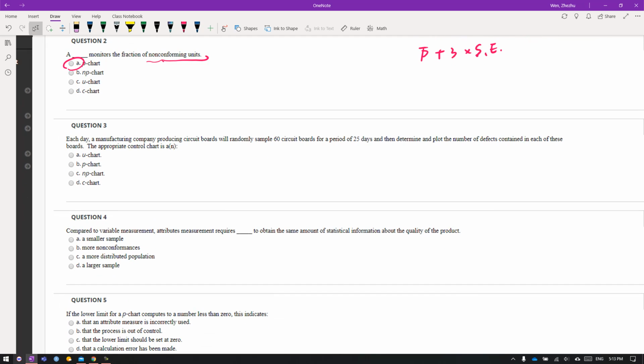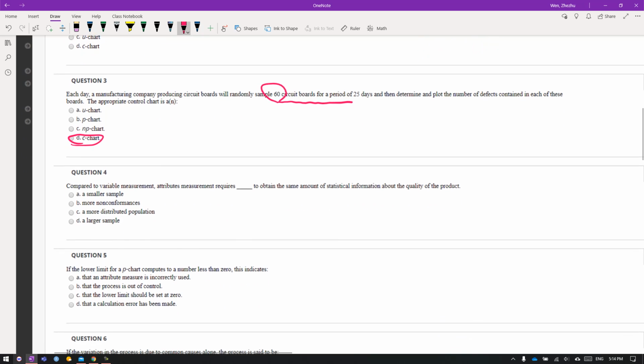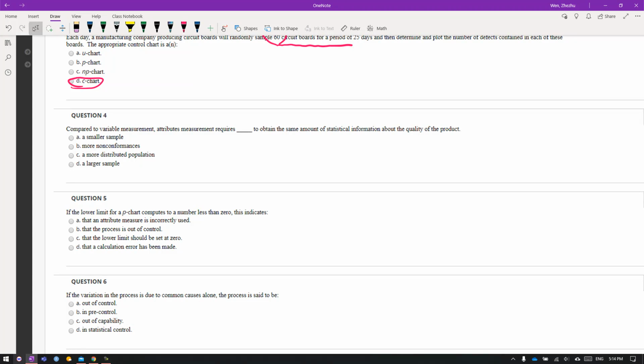Each day, a manufacturing company producing circuit boards will randomly sample 60 circuit boards for a period of 25 days, then determine the number of defects contained in each of these boards. The appropriate control chart? 60 circuit boards each time, so I think the base opportunity size is the same here in this case. Therefore, I would vote for the C chart. Okay, base opportunity.